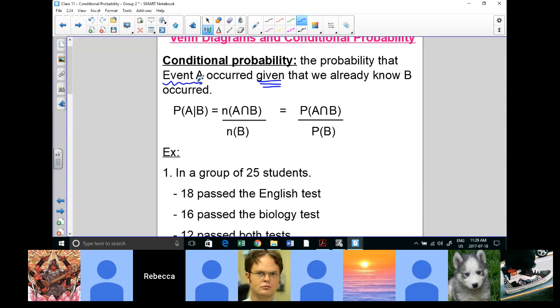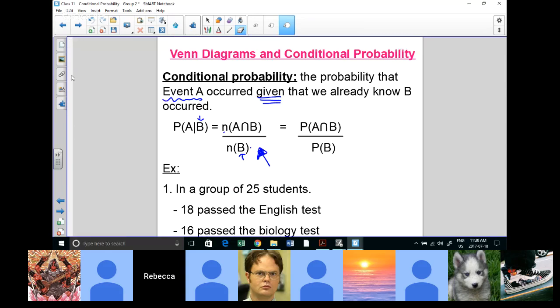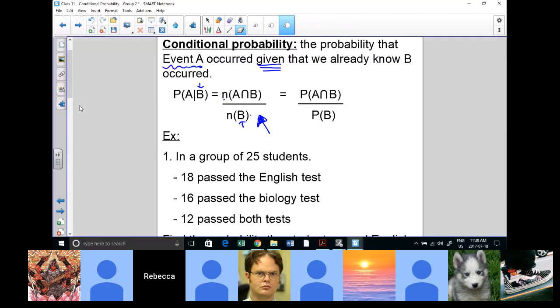So there are two different ways to calculate this. We take the number of things in their intersection, A and B, and we divide by the number in just B. So see here we have the B in the second, given B, so B goes on the bottom. Or we take the probability of their intersection and divide by the probability of B. Chances are we're going to be using this one a lot, but you could use this one if that's what you're given. It's the same thing. So the first way we're going to be doing this is using a Venn diagram, and then we're going to be using something else.